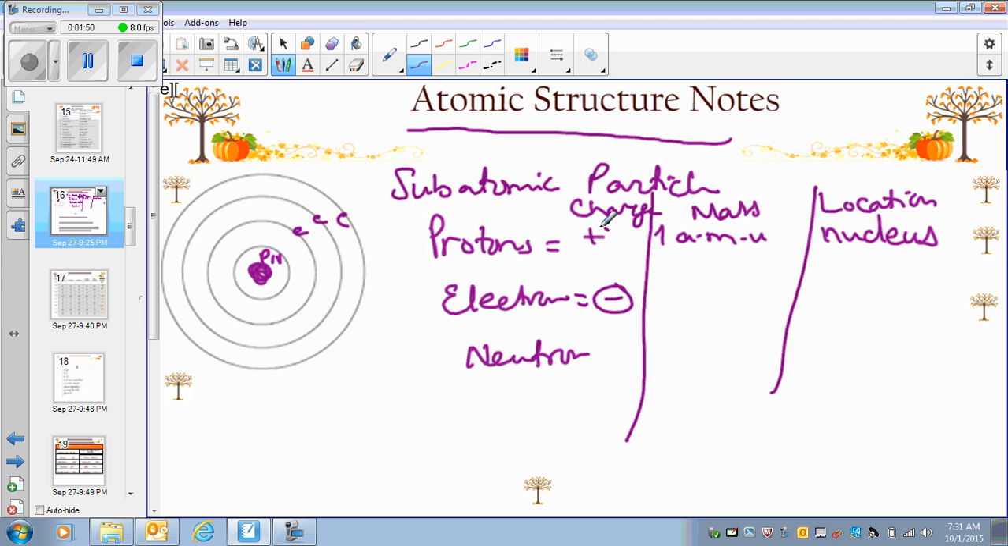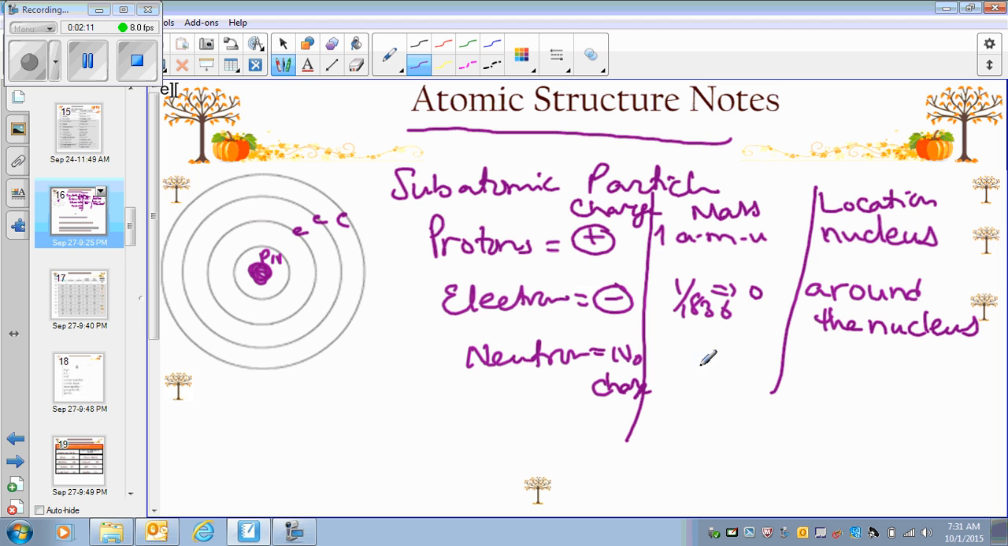Electrons are negative in charge. The mass of the electron is 1/1836, which is almost 0, and the location of the electron is around the nucleus. Neutrons have no charge. They are neutral. They are present inside the nucleus, and their mass is 1 AMU. So these are the three subatomic particles you need to know.